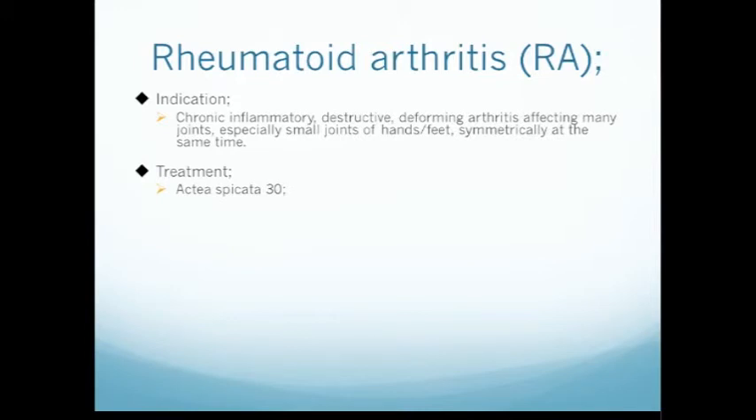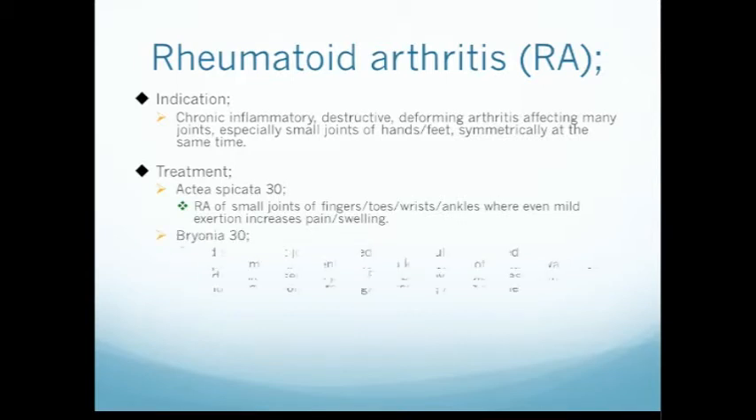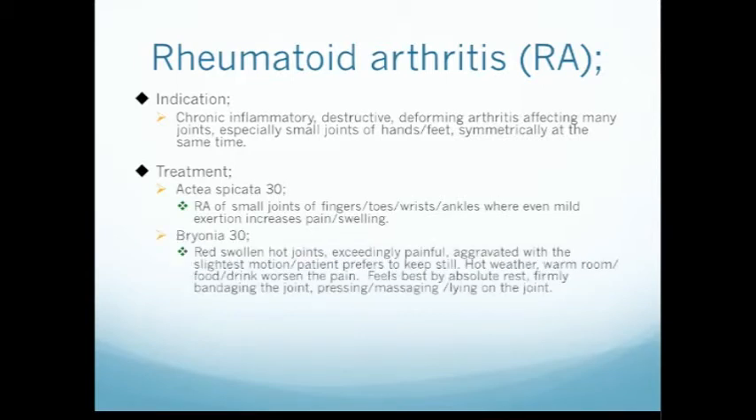Treatments include Osteospicata 30. This is good for rheumatoid arthritis of the small joints of the fingers, toes, wrists, ankles, where even the mildest of exertion increases the pain and swelling. Bryonia 30 can help with red, swollen, hot joints that are exceedingly painful, aggravated with the slightest motion. The patient prefers to keep still.